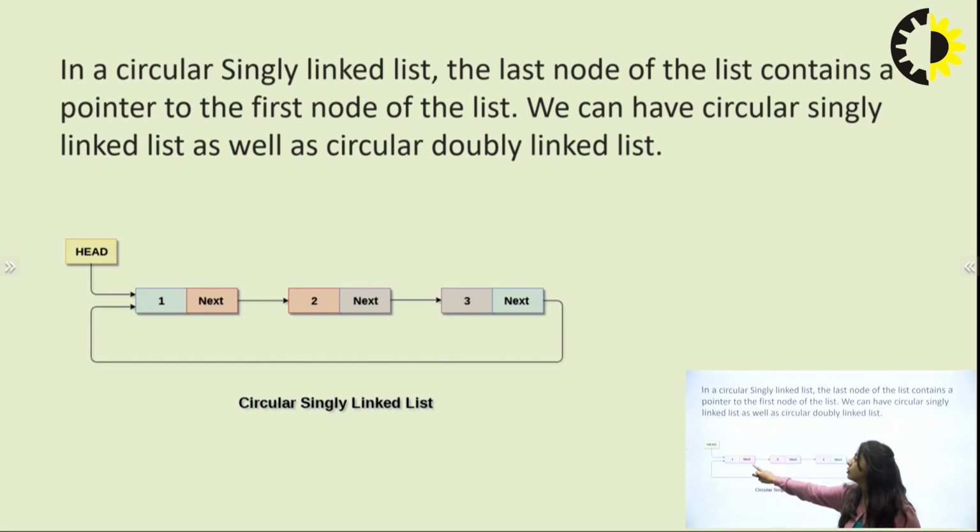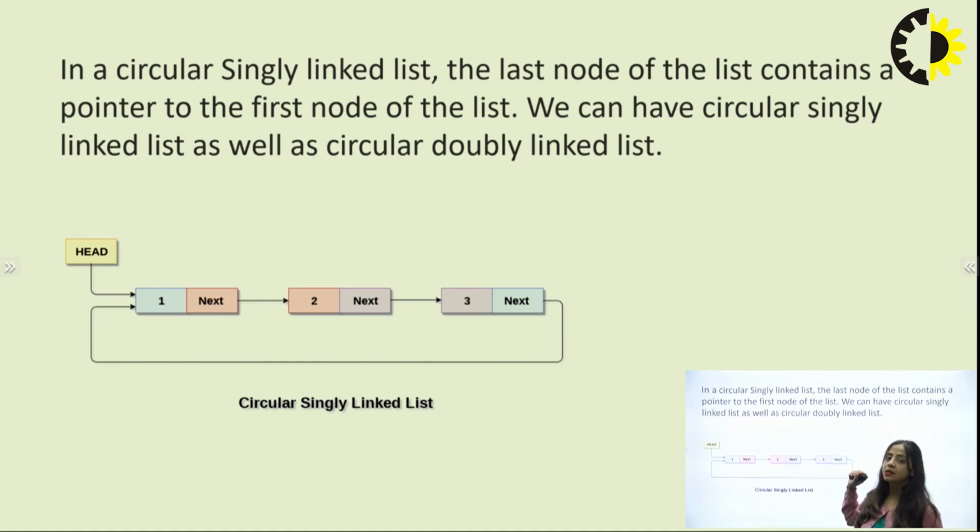Here the first node contains two parts. First is its data part, the second part is its address part. Now the first node will contain the address of the second node. Similarly, the second node will contain the address of the third node.